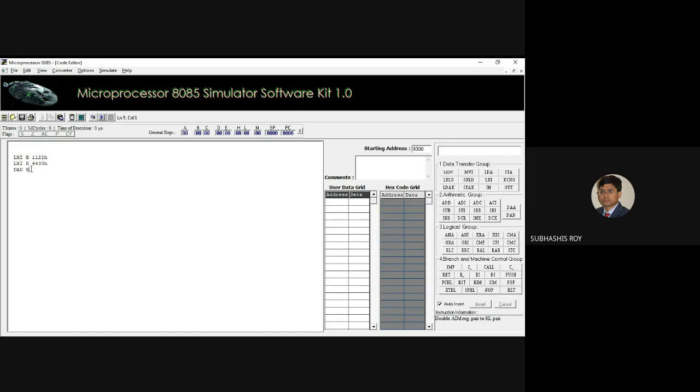So you can use DAD B here because you are adding HL with register BC, and your result will be saved in register HL again. Here you see I get my first data, 1122, into BC, and the second data into HL. After addition I am getting 5555. So I can use a single instruction and do this 16-bit addition. That is the use of the DAD instruction.